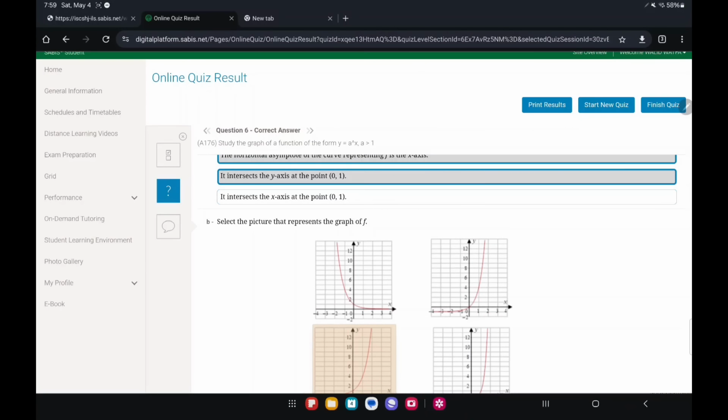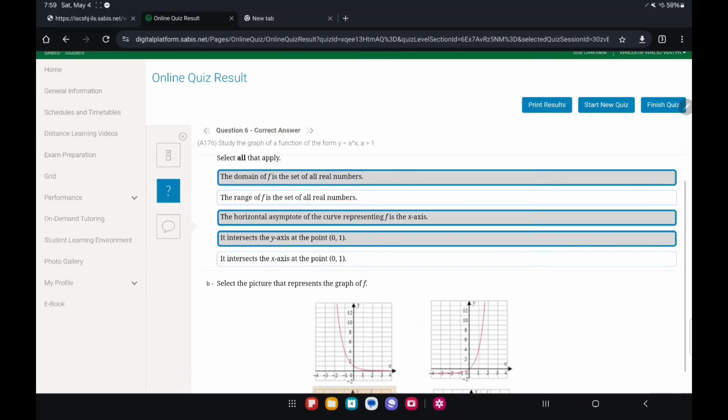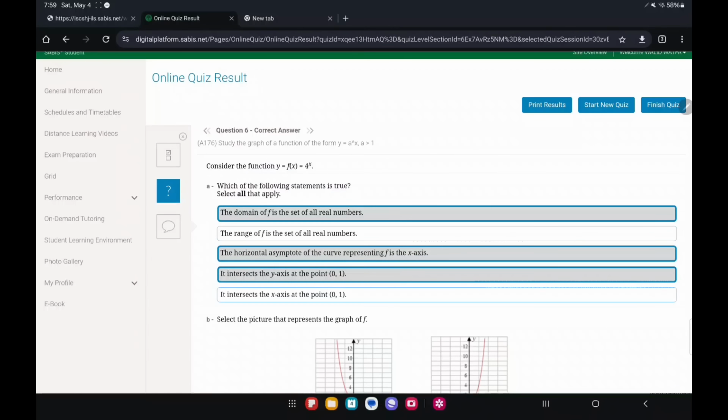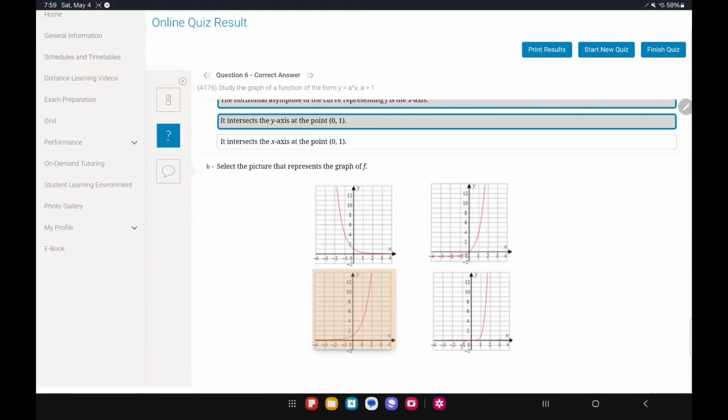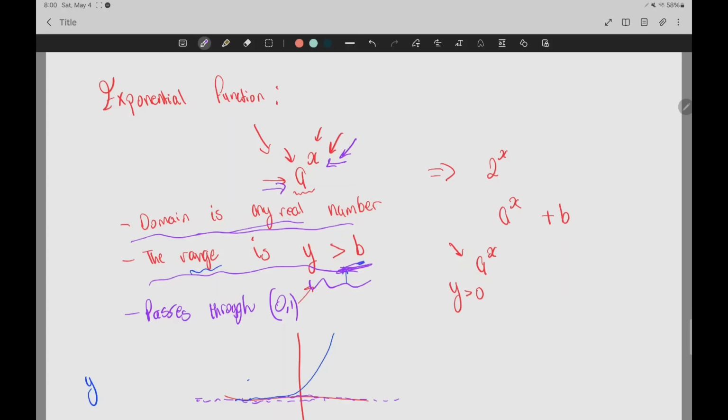But in part B, they're saying select the picture that represents the graph of f. F of x, they said, is 4 to the x. So we want to find which one has the graph of 4 to the x. What are the characteristics of the graph? We said the characteristics of any exponential function are: the domain is any real number, right? So x can go to infinity left and right. The range is y greater than b.